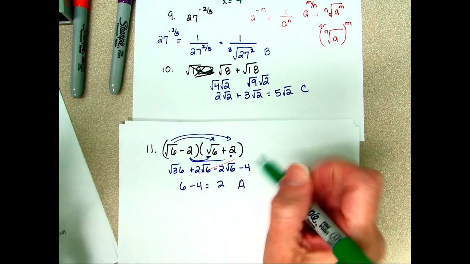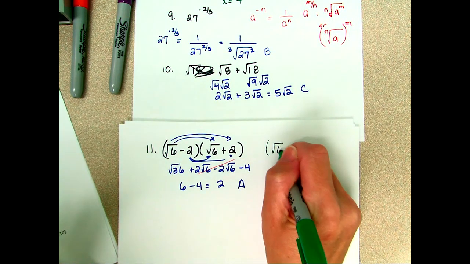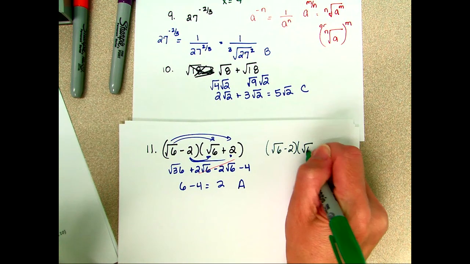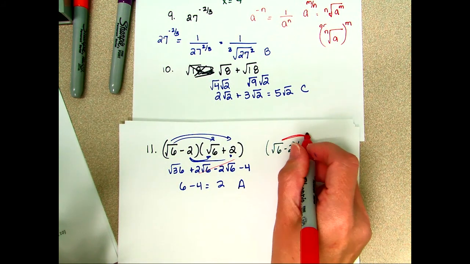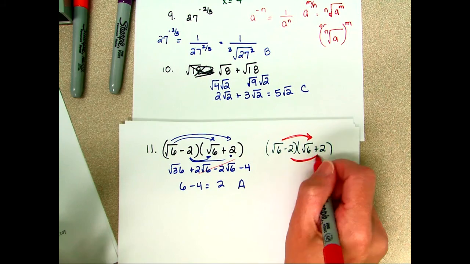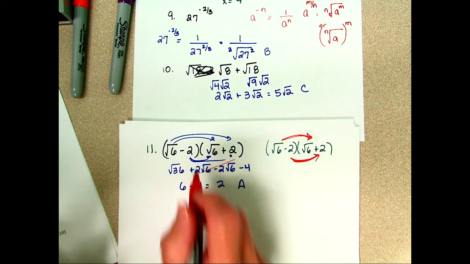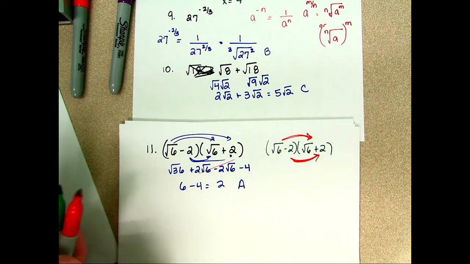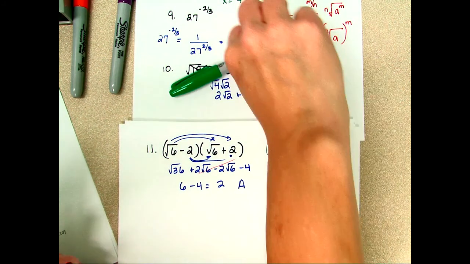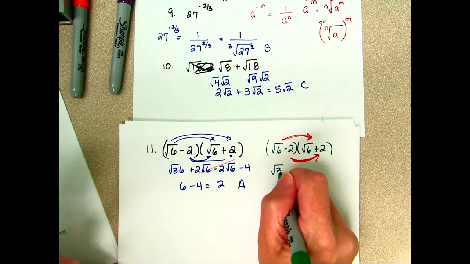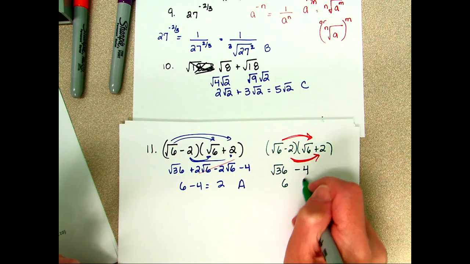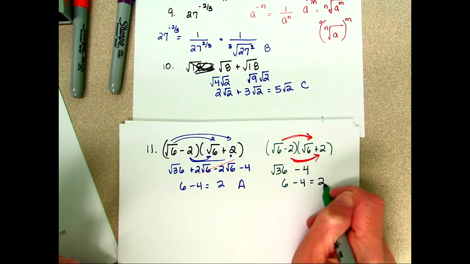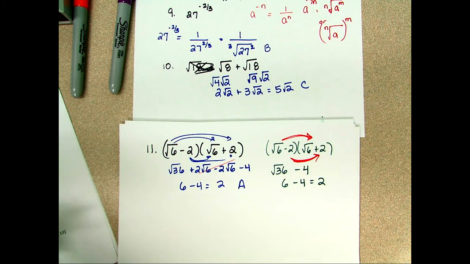Also recall, when multiplying by a conjugate, you can multiply the first terms times the last terms, because if you recognize, the middle terms are going to cross off. So again, square root of 6 times the square root of 6 is the square root of 36, or it's 6. Negative 2 times positive 2 is negative 4. 6 minus 4 is 2.